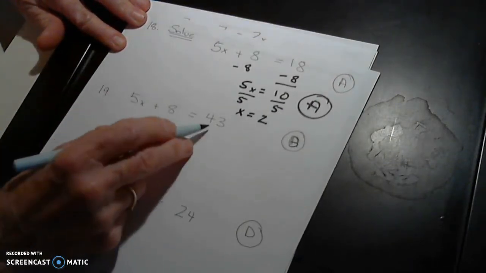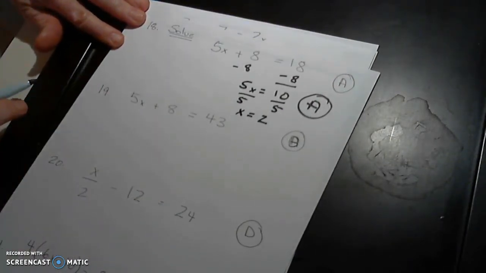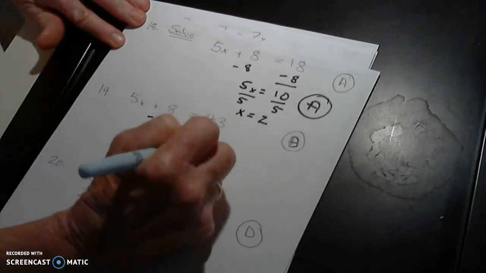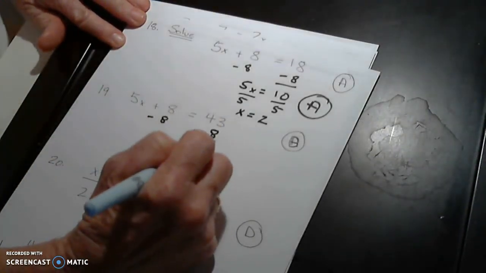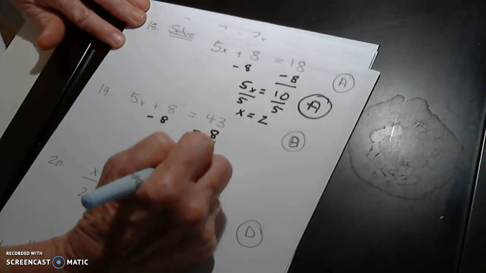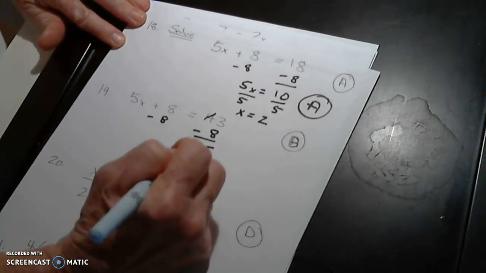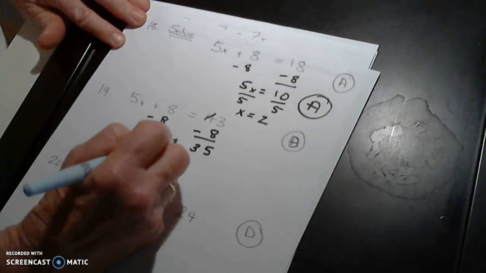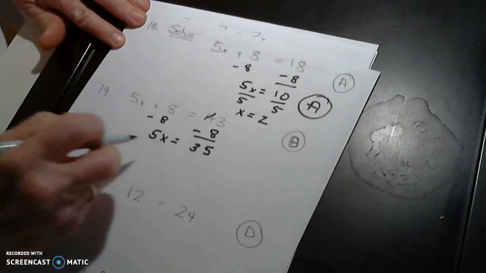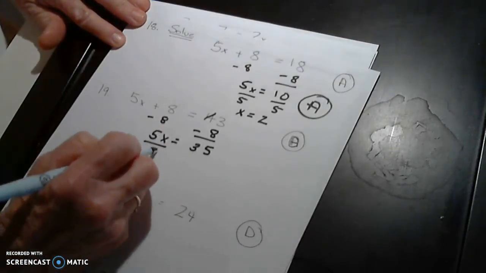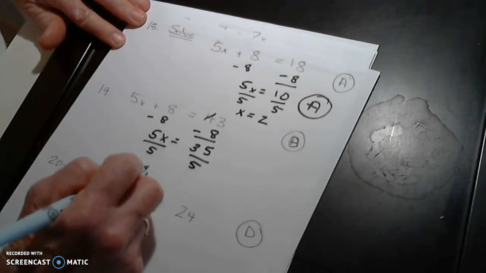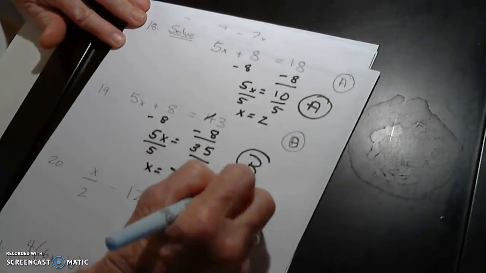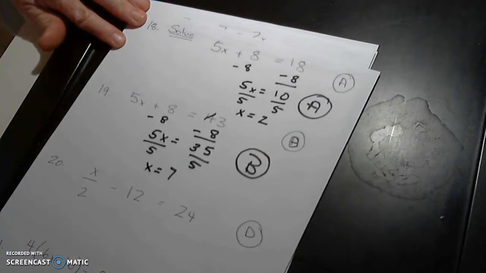5x plus 8 this time equals 43. The steps are exactly the same though. I subtract 8 from both sides. 13 minus 8 is 5. I borrowed 1 from here, so I'm left with 3. 5x equals 35. To get rid of my 5, I divide by 5. X will equal 7. And the correct answer choice is B.